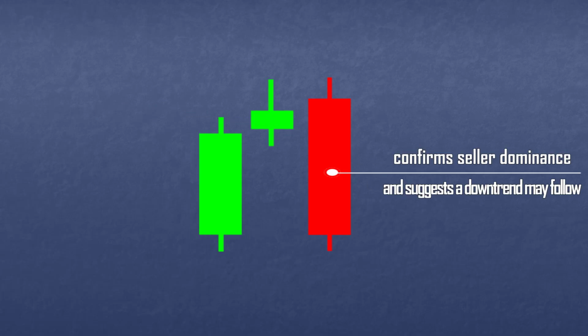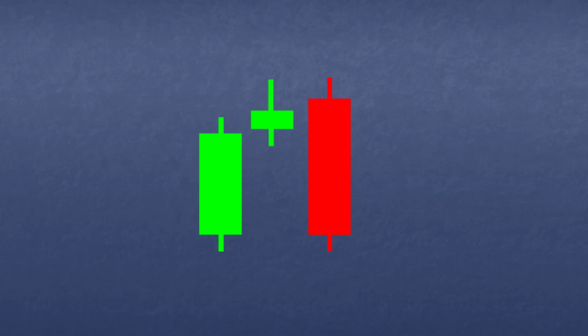Understanding the price action behind the pattern. The first green candle shows that buyers are in control and pushing prices higher. The second doji candle signals indecision, meaning the buying momentum is weakening. The third large red candle confirms seller dominance and suggests a downtrend may follow.